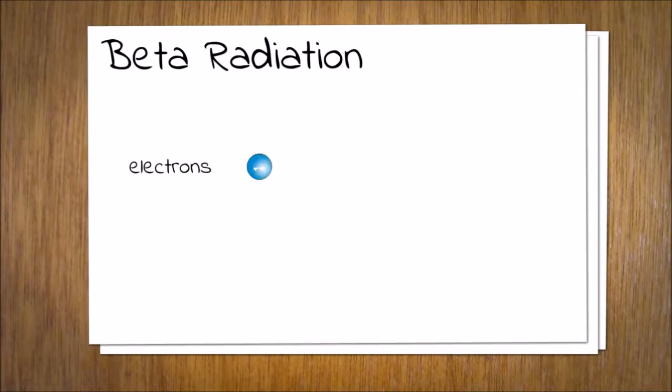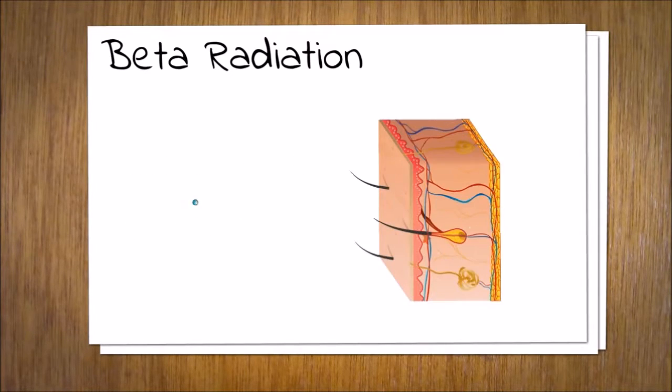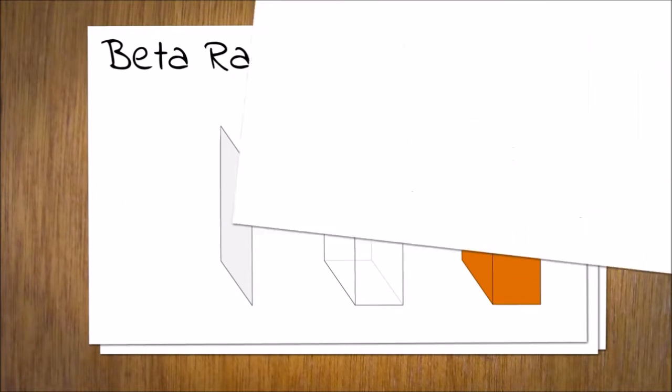Beta radiation consists of an electron or positron, which, compared to an alpha particle, has a much lower mass. Therefore, the range in air is up to a few meters. They can also penetrate deeper into the skin and emit their energy there, which means a beta particle has more penetrating power than an alpha particle.